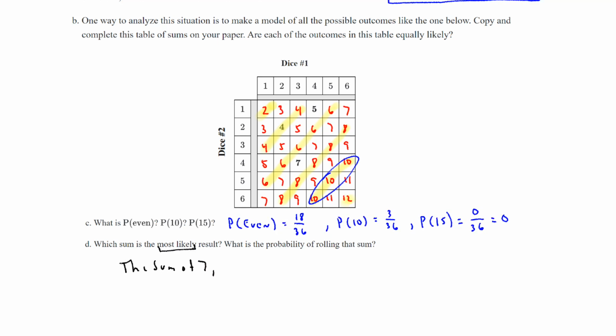What is the probability of rolling that sum? Well, we have 1, 2, 3, 4, 5, 6 possibilities out of 36. And if we reduce that, it would be 1 out of every 6. That's the best. If you're playing this game, you'd want to pick a 7 because that's your best probability in terms of rolling that sum every single time.